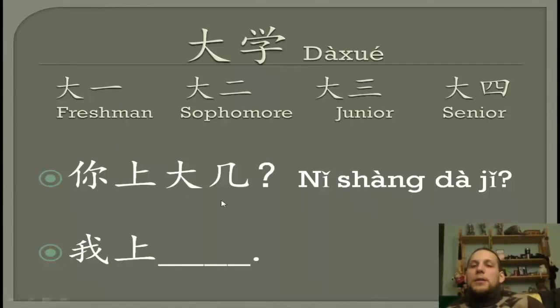Right? So just like we did before, we answer the question the same way, but we take out the 几 and put in that number. So if you're a freshman, you'd say 我上大一. If you're a sophomore, 我上大二. If you're a junior, 我上大三. And finally, if you're a senior, you'd say 我上大四.